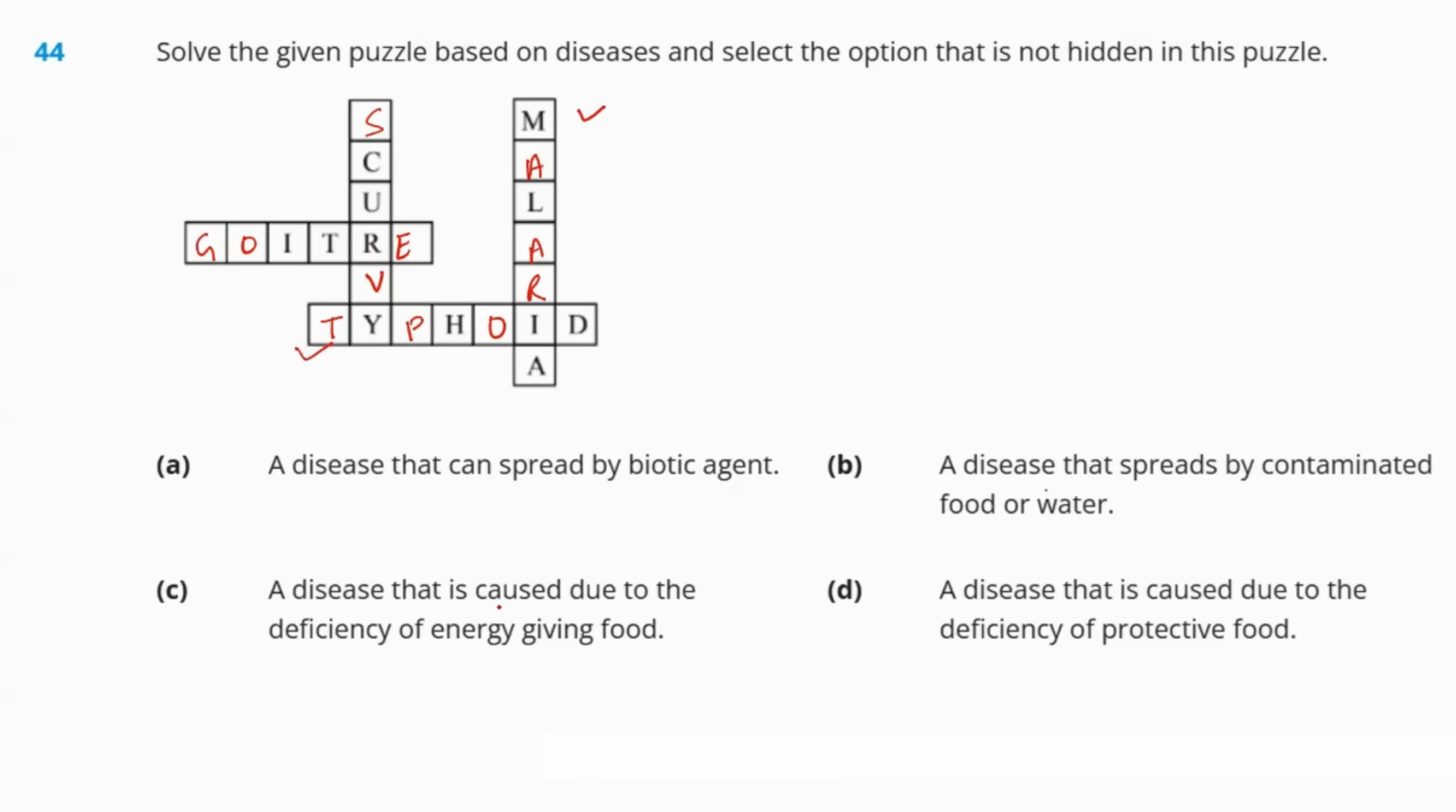a disease that is caused due to the deficiency of energy giving food. Which one is that? Marasmus. Marasmus is not here. A disease that is caused due to the deficiency of protective food could be scurvy or goiter, one of them.